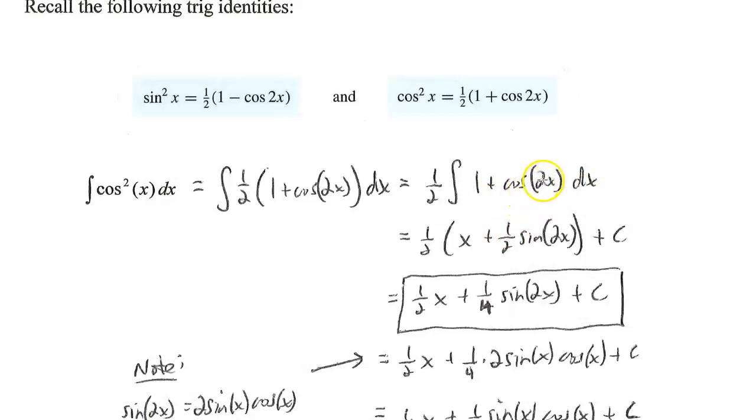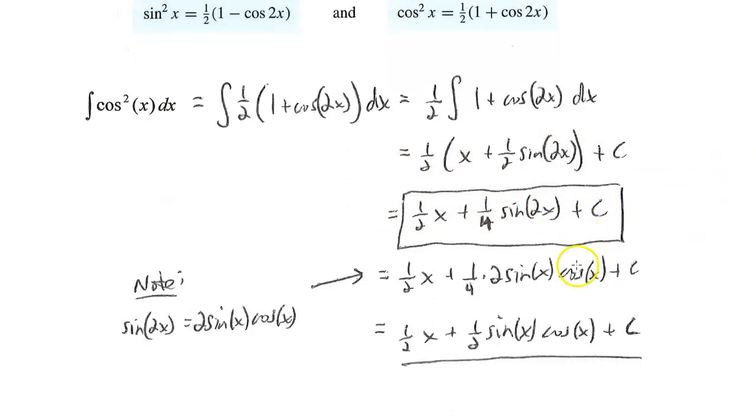Remember, the derivative of cosine 2x would be minus sine of 2x times 2. Okay, the integral of cosine 2x, though, is positive 1/2 sine 2x. Okay, and so that's our answer. Now you could distribute the 1/2 and get 1/2 x plus 1/4 sine 2x plus c, and that's the answer.